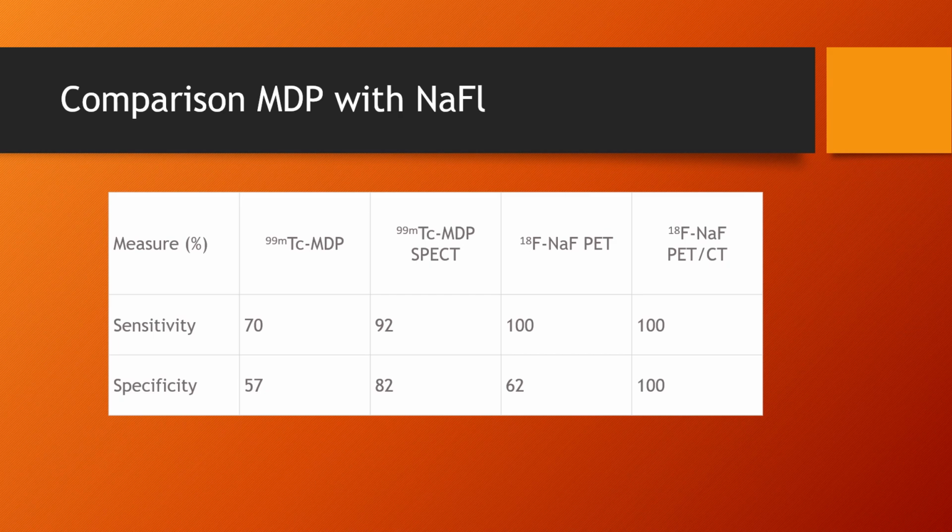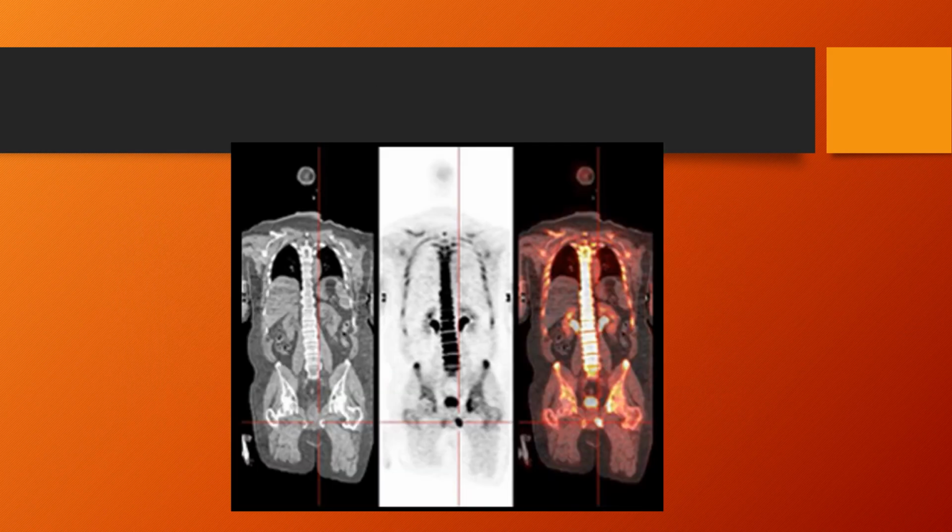So with MDP, it's only 57%. With MDP SPECT, it does go up to 82%. With sodium fluoride PET, it's 62%. But when you add PET CT, that increases significantly. So these studies are extremely sensitive and specific when you add PET CT. And so this last image here is just a CT PET portion and then fused skeletal imaging.